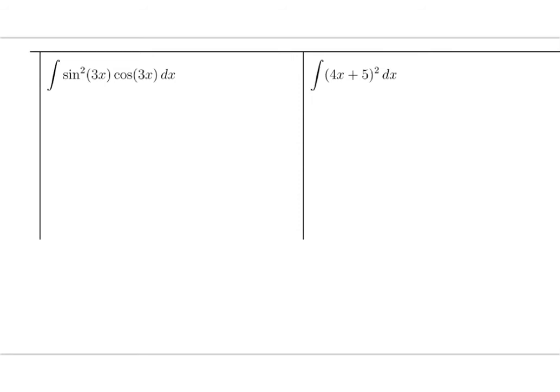I'm actually going to start with the one on the right to get us started. So I've got to figure out what's on the inside of this function, and that's going to be what my u is. And to me, this looks like I've got stuff squared. So if I take a look at the stuff that's on the inside, I'm going to set that to be my u. So u is going to be 4x plus 5. All right, that gives me u squared, which looks good.